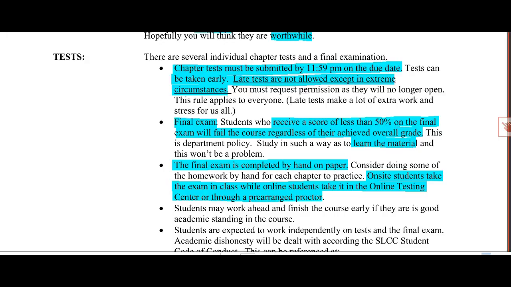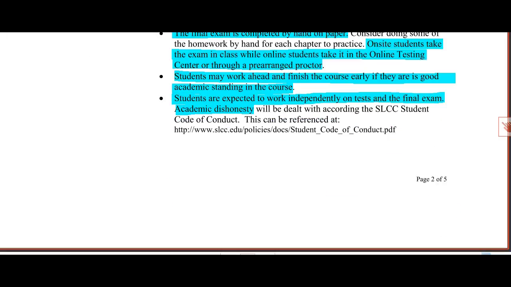You can work ahead and finish this course early. So if you're done and you're in good standing, you can take the final as soon as you complete the other course material. And I would say, go team. You are expected to work independently on tests and on the final exam. Sometimes you work together on homework. That's fine. Any cheating will be dealt with through the academic dishonesty policy, as outlined in the Student Code of Conduct, but I know we won't have those problems, so we'll be all right. That one won't show up.